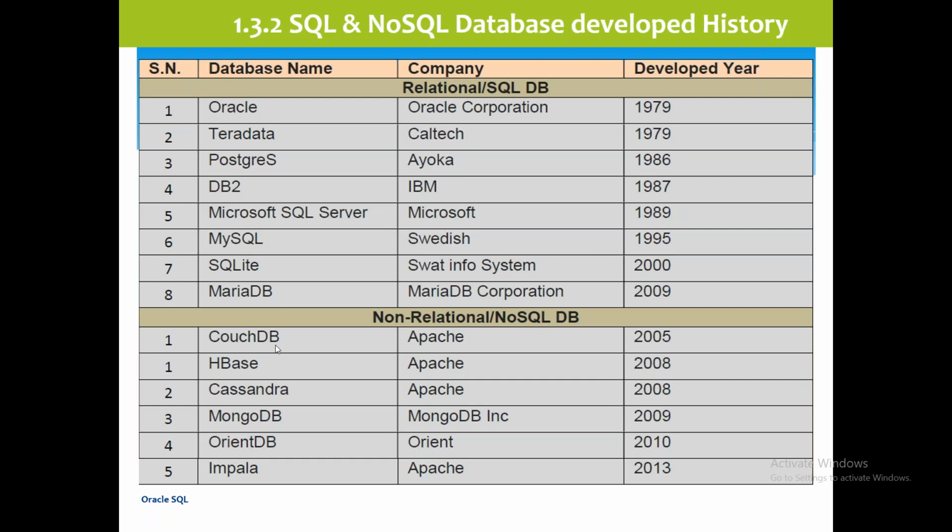Next, the Ingres company developed Postgres in 1986. IBM developed DB2 in 1987. Microsoft developed SQL Server in 1989. A Swedish company developed MySQL in 1995. SQLite came in 2000. The MariaDB database was developed by MariaDB Corporation in 2009. So these are some of the databases in the list.